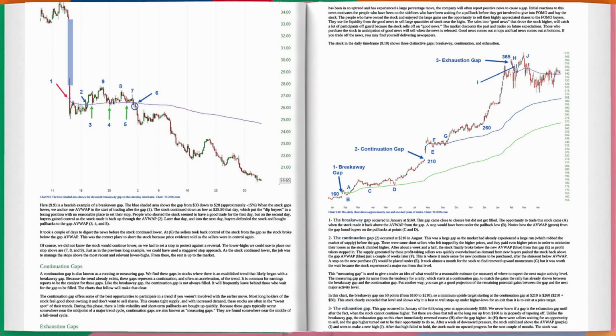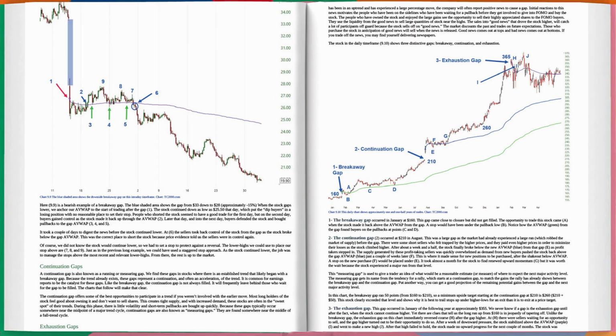The supply generated by these profit-taking sellers was quickly overwhelmed as demand from new buyers pushed the stock back above the gap AVWAP (blue) just a couple of weeks later, F. This is where it made sense for new positions to be purchased after the shakeout below AVWAP. A stop on the new purchase at F would be placed under E. It took almost a month for the stock to find renewed upward momentum, G, but it was worth the wait because the stock experienced a major run from that level.